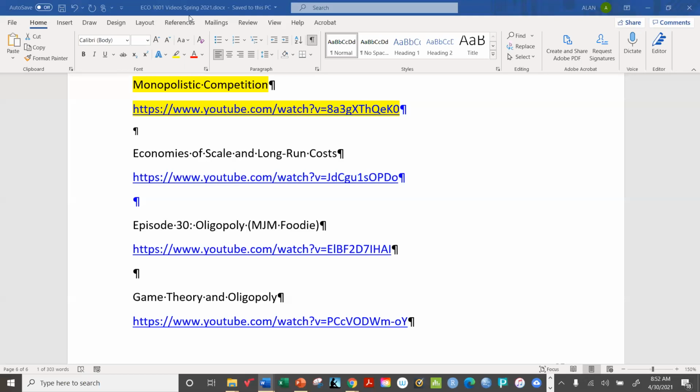But there's all kinds. I mean, in principle, any number of possibilities are out there. But what we would expect to see is that the shape of that long run average total cost curve will ultimately determine the size of the firms in that industry. All right. Well, anyway, now the next video is actually about oligopoly directly. So let's look at this one.